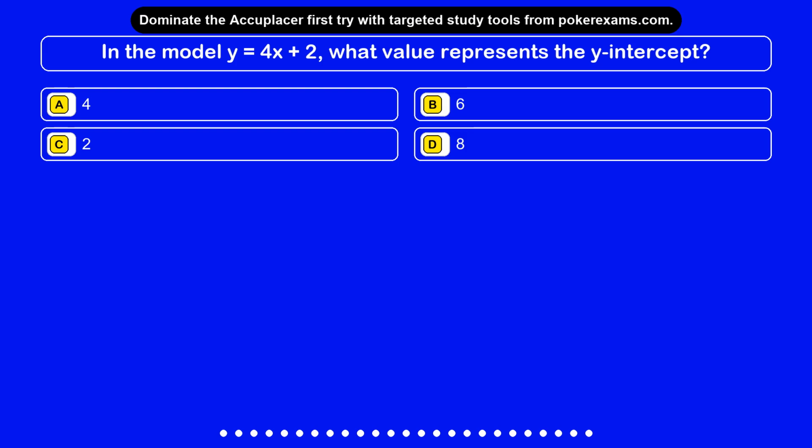Question 11. In the model y equals 4x plus 2, what value represents the y-intercept? Option A, 4. Option B, 6. Option C, 2. Option D, 8.